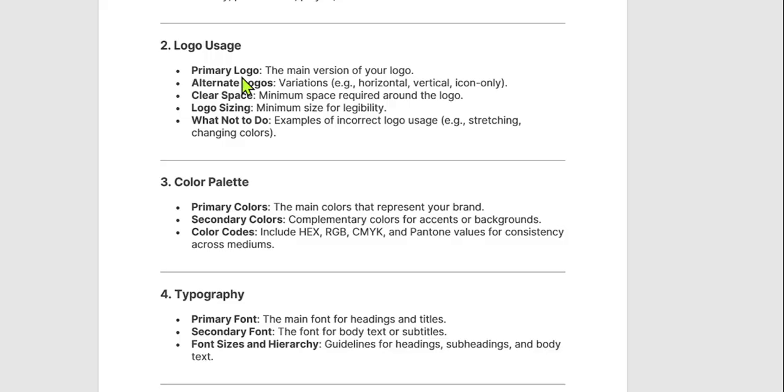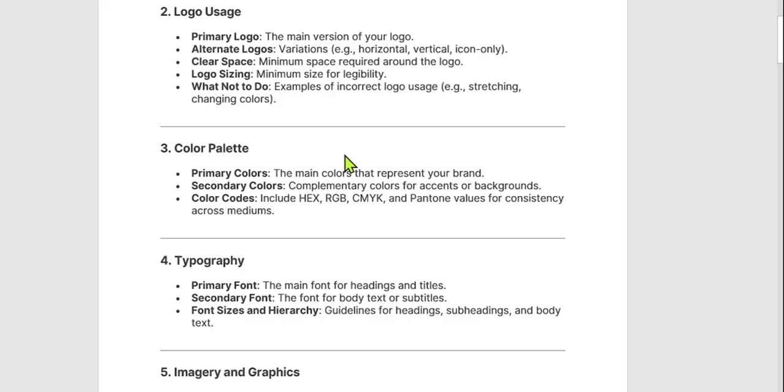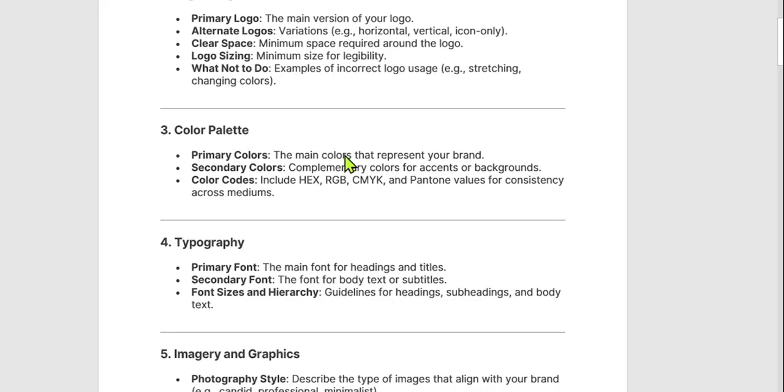So even if the background is noisy, you would put a plain background at the point where you're putting the logo, right? So you just have to understand how the brand wants their logo to be used. Then you have to understand their colors, their primary color, the main color of the brand, their secondary color. Then you understand the color code. You use the right color code, right?